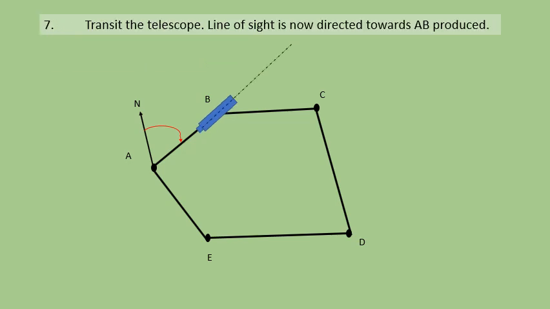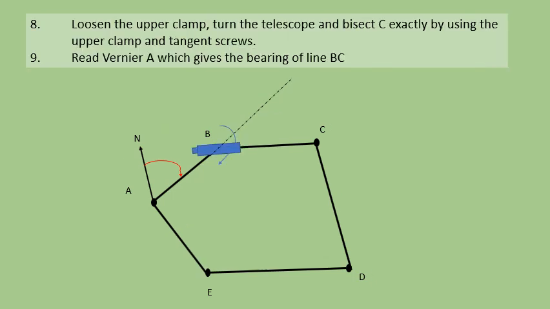Now I am transiting the instrument, because transiting is the process in which we rotate the telescope in the vertical plane. Our telescope is now looking exactly opposite to the direction B to A, right? So now the telescope is oriented towards the direction AB in its extended way. But the reading still remains the previous one. So I will now loosen the upper clamp and turn the theodolite till you see the point C. So what will be the angle that you will be getting in the vernier A?